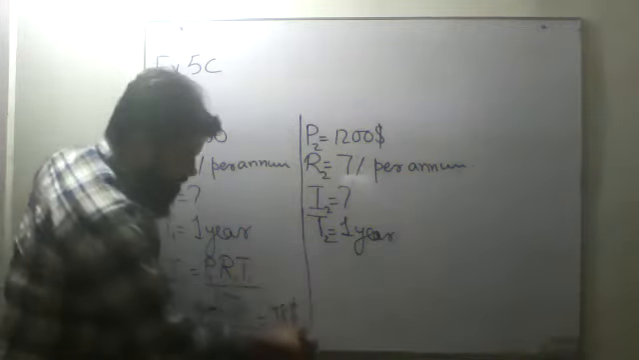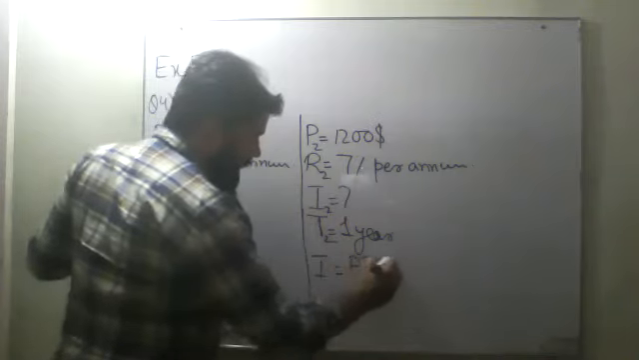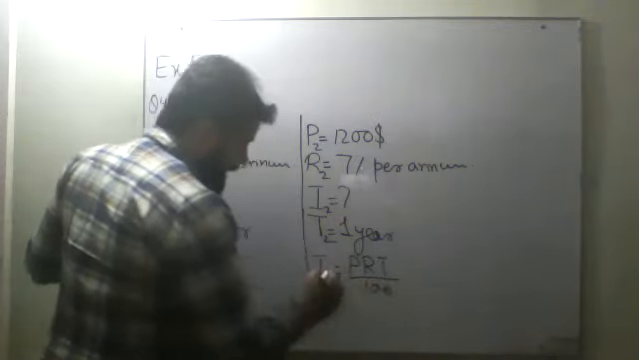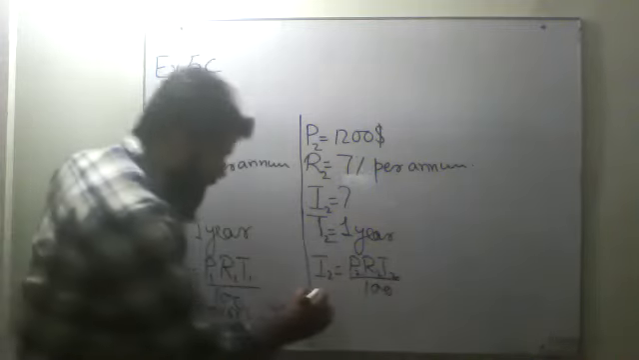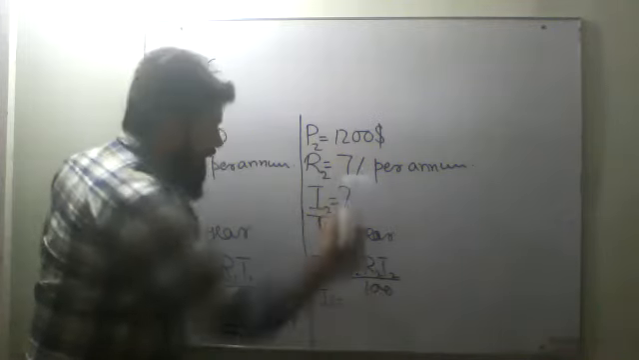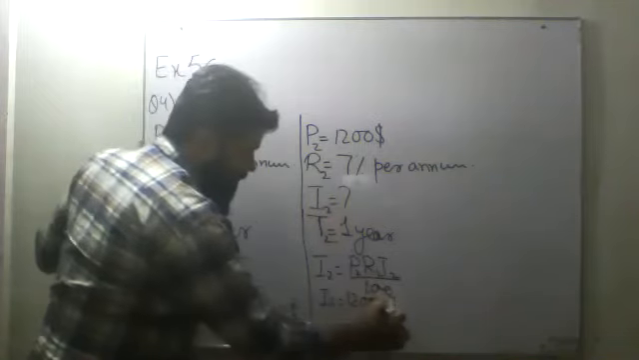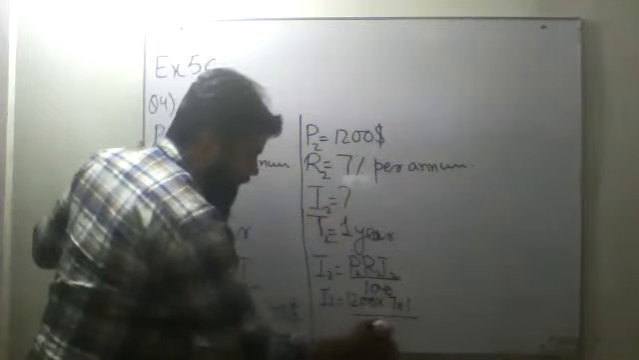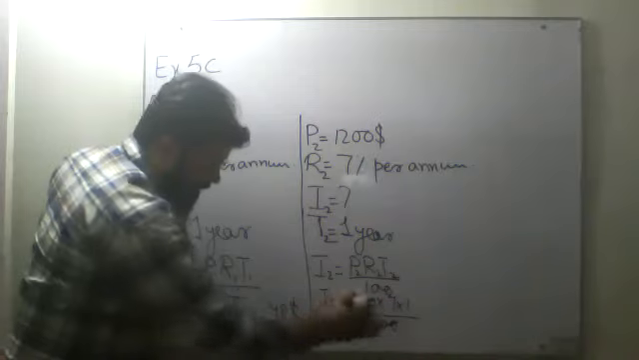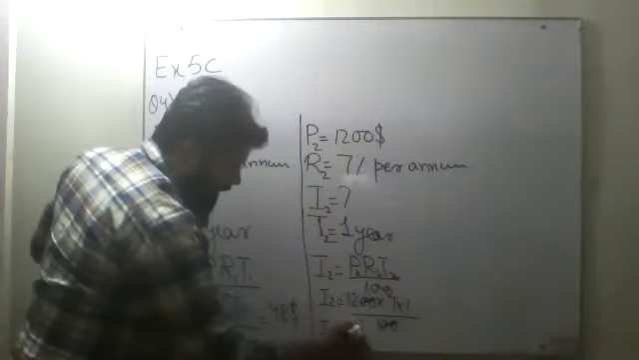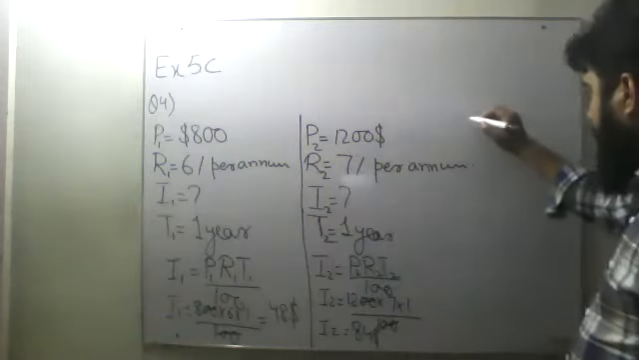After that, I equals PRT over 100. Plugging in my values, I2 equals, what's P given? 1200. And what's R given? 7. Time is 1 upon 100. 100 and 100 will be cancelled. 12 into 7, that will be $84. So I have got both interests.